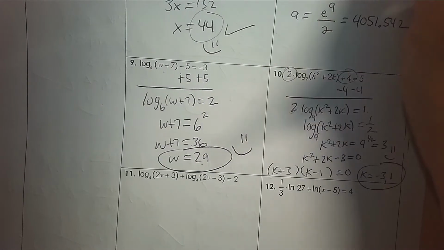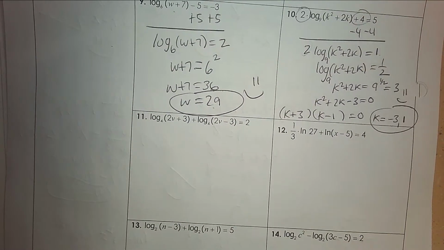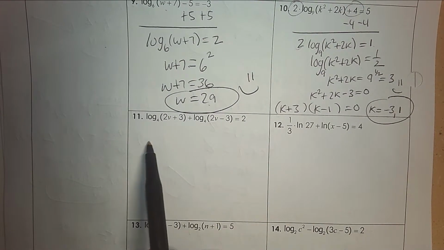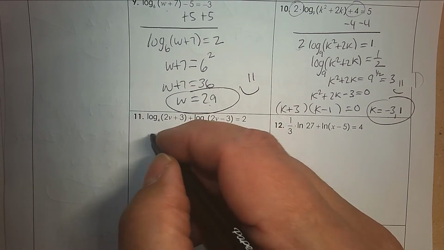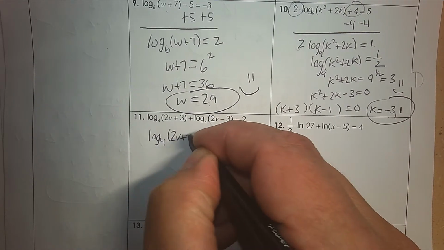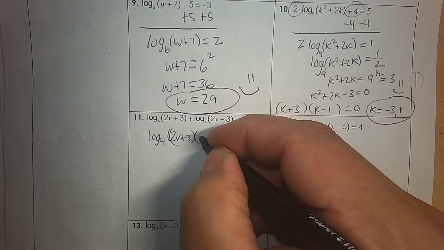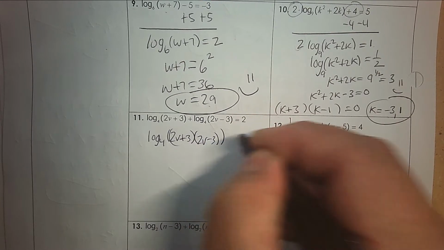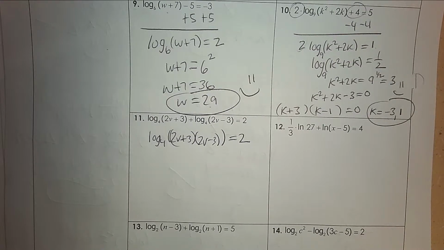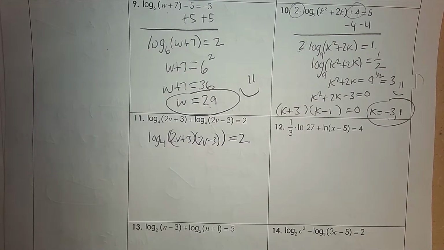Number 11. Do you see in number 11 you have 2 logarithms? So step 1 is to combine them together. So when you're adding, how do you combine them together? Is by multiplying. Now that you have one logarithm, how do I write it as an exponential?